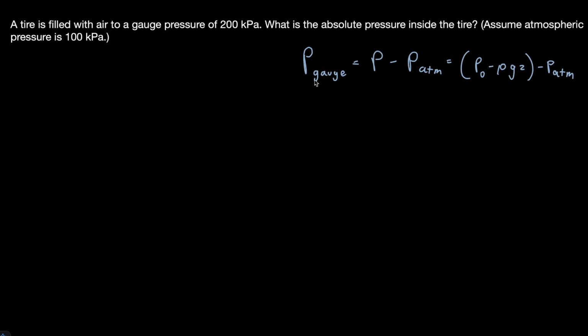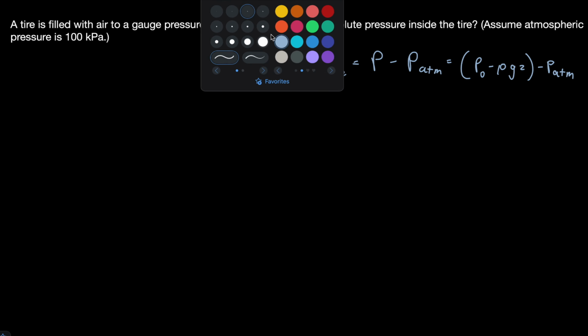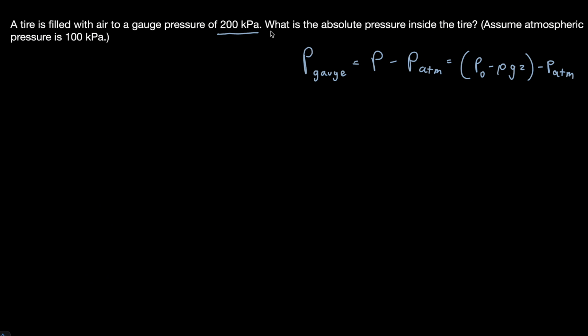So the first one says a tire is filled with air to a gauge pressure of 200 kilopascals. Pressure is measured in SI units of pascals, but we have kilopascals, so it's just 1,000 times pascals. And what is the absolute pressure inside the tire? So we're looking for the absolute pressure, this P over here.